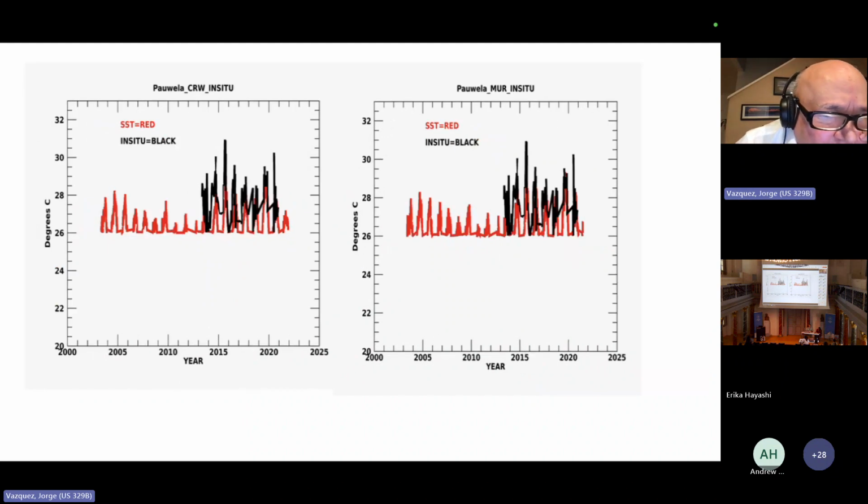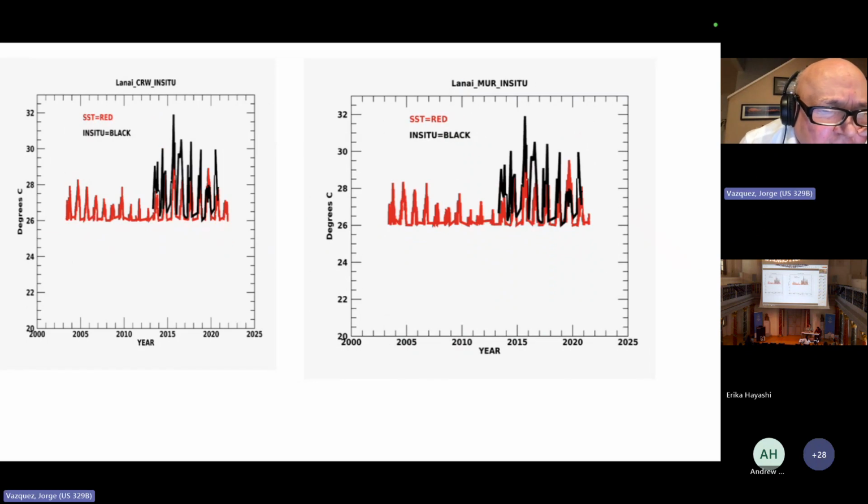And then this is off of the same graphs, but off of Pahuela. And you see again the similar trends in both the Coral Reef Watch data and the Mirror data. And then this is off of Lanai, and you'll see again similar trends. And even in the in situ data, you see much higher SST values also, which are consistent with the satellite data. So again, this is very encouraging.